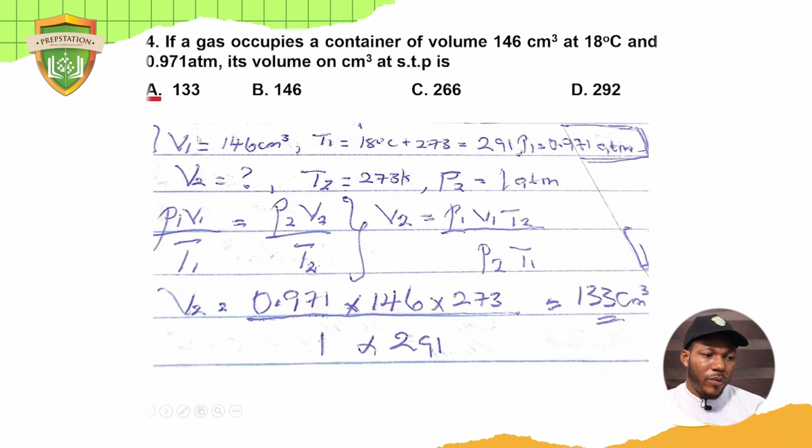I've solved it already on the screen because of time. Pick your parameters very well, okay? Now replace them in this general equation. Make V2 the subject of the equation. If you do that, your V2 becomes P1 V1 times T2 all over P2 T1. Substitute the values. If you do it properly, now you will get 133 cm cube, which is your option A. This is a JAMB question. I did not form this question. I picked it from a JAMB past question.